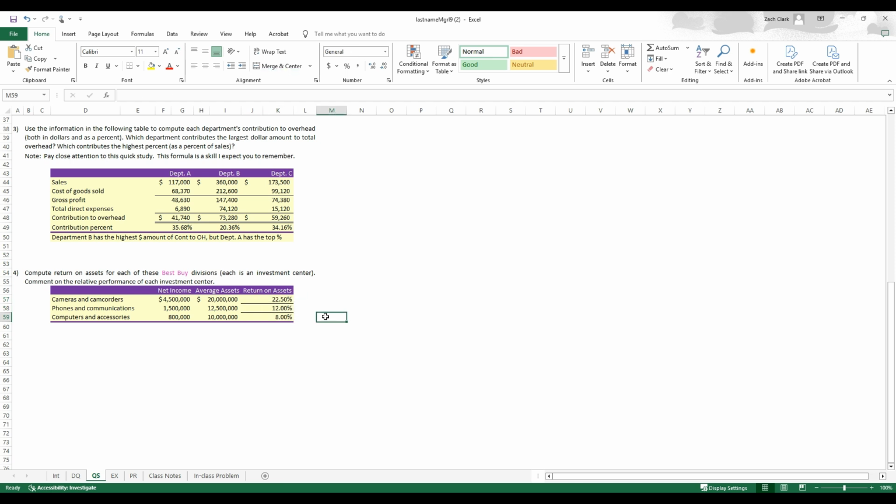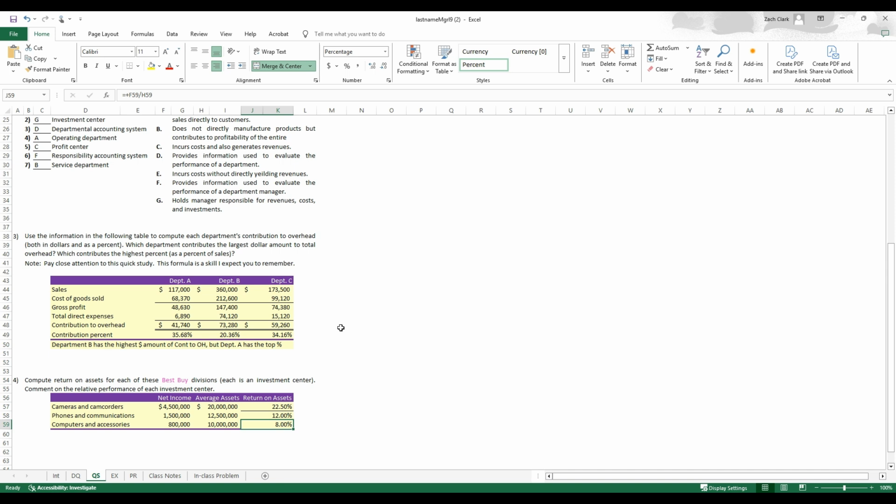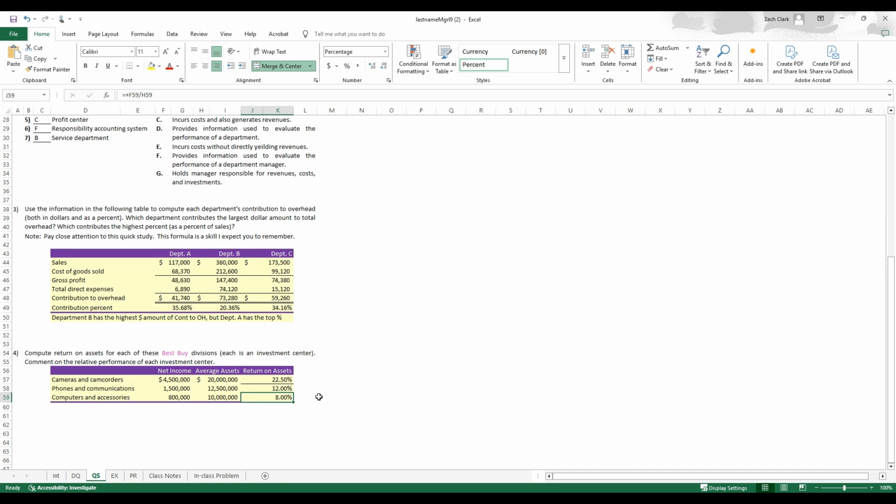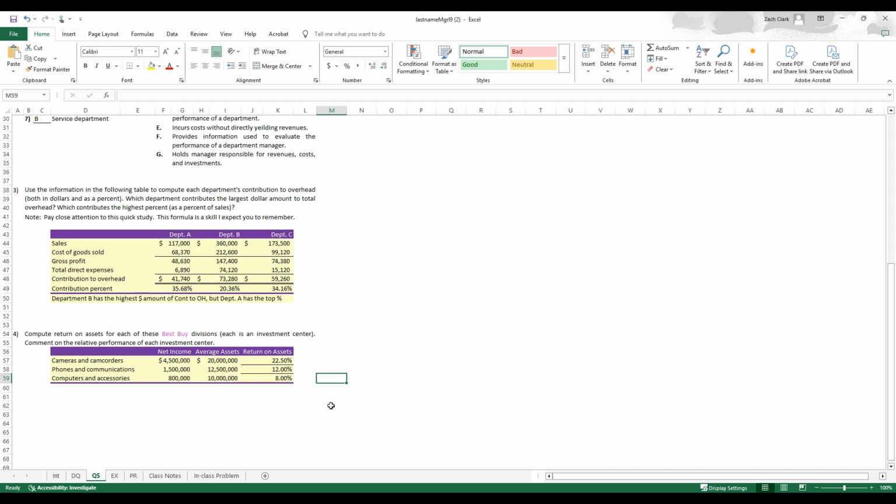We talk about return on investment a lot of the time, but return on assets is a very similar metric. And yeah, top, middle, bottom. I'm not sure what else we want to say. They're all productive. They're all positive. So they're all performing well.